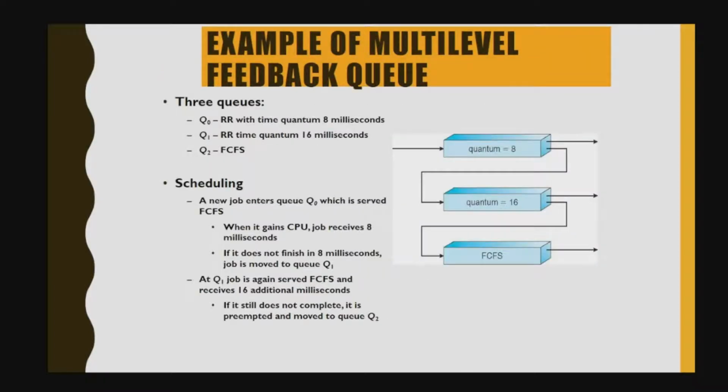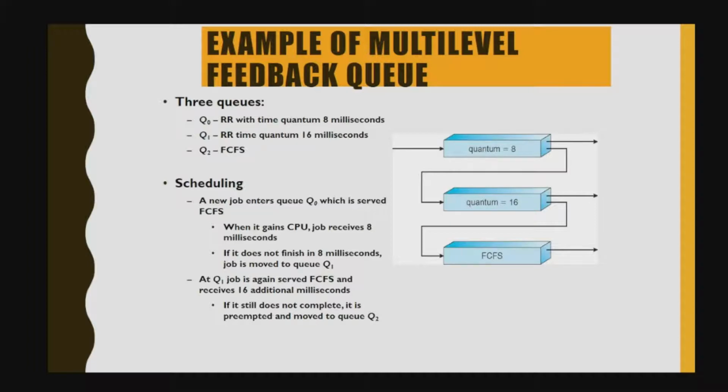So, an example of the multi-level feedback queue. We have an example here with 3 queues, Q0, Q1, and Q2. Q0 is round robin with time quantum 8 milliseconds. Q1 is round robin with time quantum 16 milliseconds. And Q2 is first come first serve. So we have 3 types of queues, and each queue has a different algorithm. For the scheduling, a new job enters queue 0, which is served FCFS. When it gains the CPU, the job receives 8 milliseconds. If it does not finish in 8 milliseconds, the job is moved to Q1.